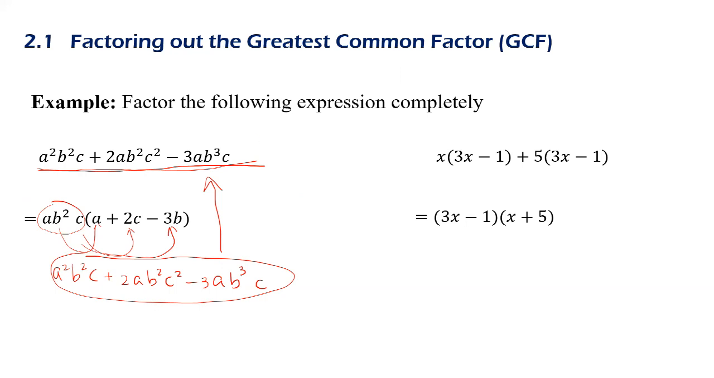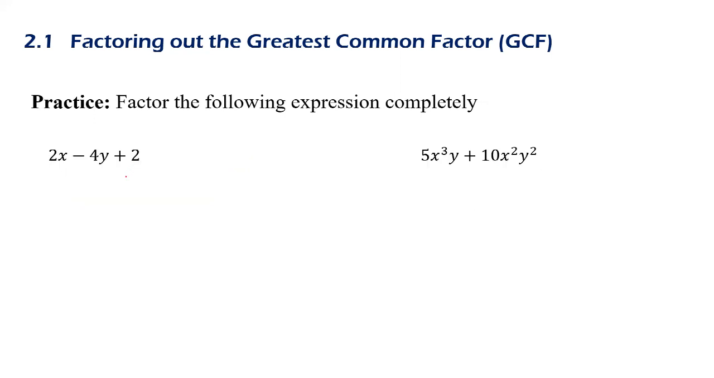Understand? Okay, now let's have a look at the second example. This time apparently 3x minus 1 is a common factor, right? So we can just put it in front. So what's left at the back is x plus 5, right? So this expression can be factored into this one. Understand? Again, you can also check your result by expanding everything back. Okay. All right.